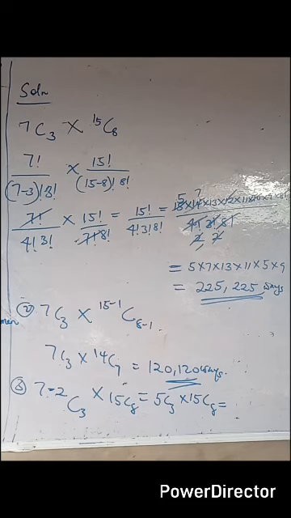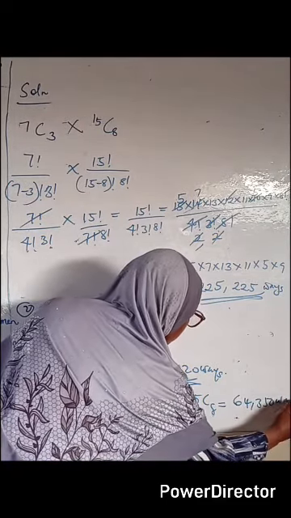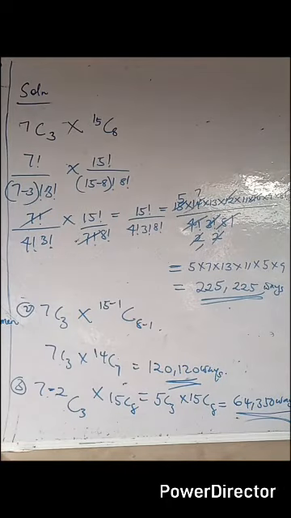So 5 combination 3 times 15 combination 8. What do you have? You are left with 64,350 ways. So that's the end of that question number 1.